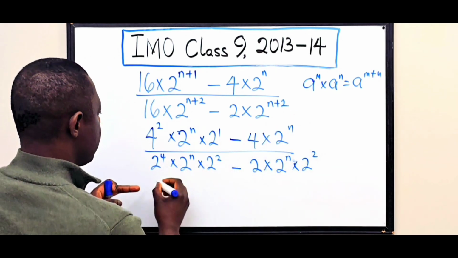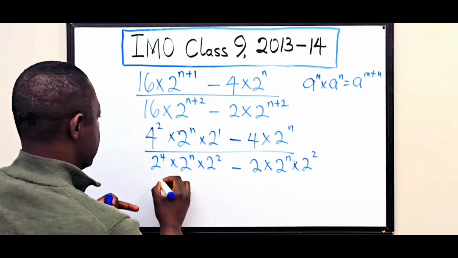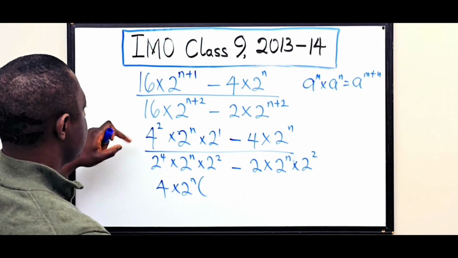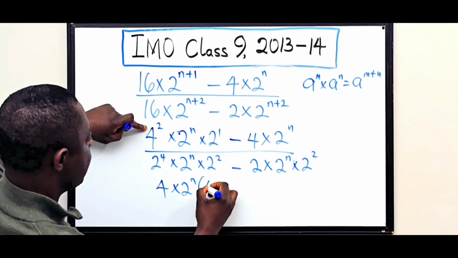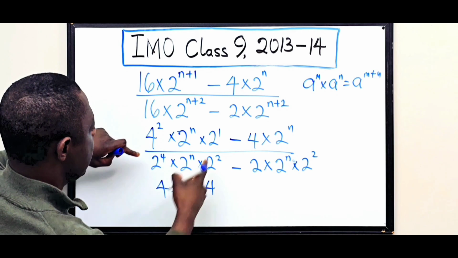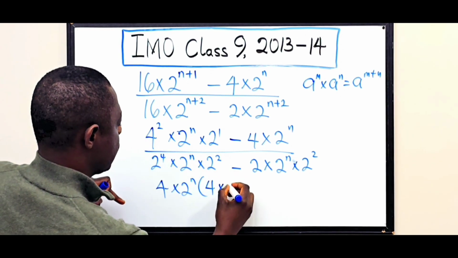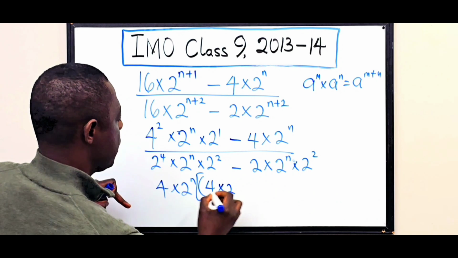So what we have to do is to find the factor between these. So the factor is going to be 4 times 2 raised to power n into bracket. We know this, so we're going to have 4. This is contained here and this is contained here. That means we're going to have 4 times 2. So 4 times 2, let's put this in a big bracket.